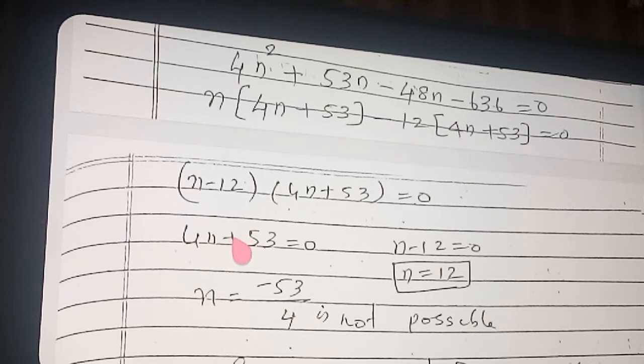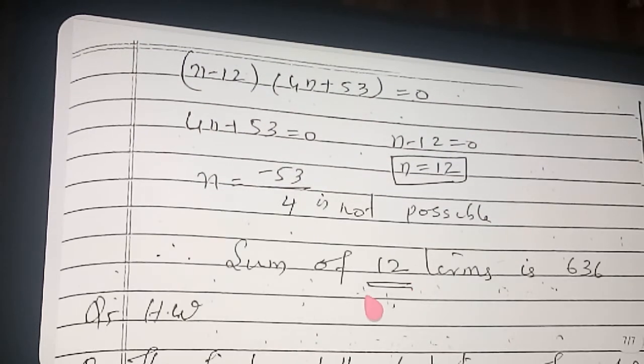Therefore each factor is equal to 0. 4n plus 53 equal to 0, and n minus 12 equal to 0. Therefore n is equal to 12. And from 4n plus 53 equal to 0, the value of n you are getting is minus 53 by 4. It is not possible, as I already explained. n is always a positive integer, but here you got a fraction and at the same time you got minus. Therefore minus 53 by 4 is not possible. So what is the value of n? n is equal to 12. So how many terms added will you get 636? Adding 12 terms, you are getting 636.